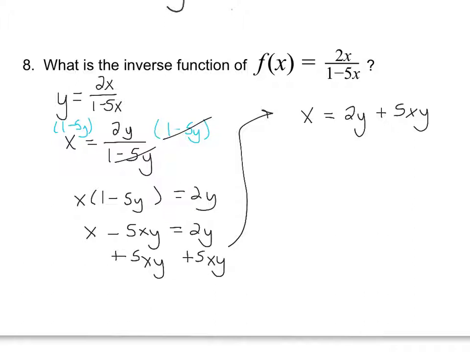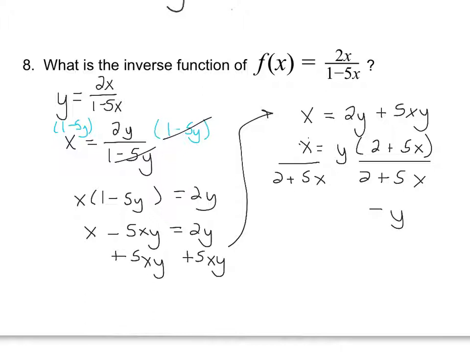So now if I look at that, these both have a y on the right side, so I'm going to go ahead and factor that y out. So I can factor y out and I'll get 2 plus 5x. And then I'll simply divide both sides by that 2 plus 5x. So y, in this case, is going to be x over 2 plus 5x.